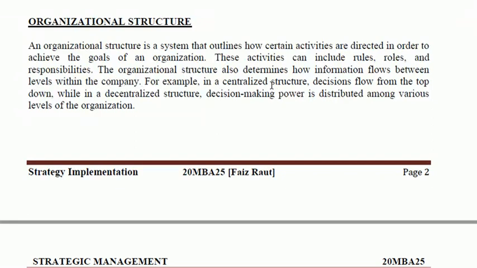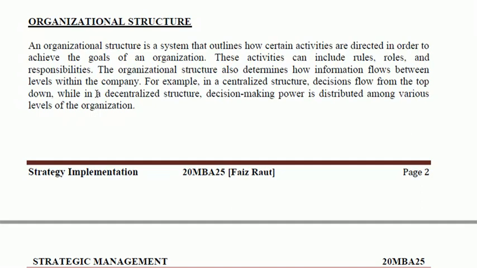For example, if the company has a centralized structure, decisions will flow from top to down. That means the top management will take some decisions that will be communicated to the senior managers. Then the senior managers will communicate that same thing to various managers, and then various managers will communicate it to the various employees. Okay, so that's how the flow will be.